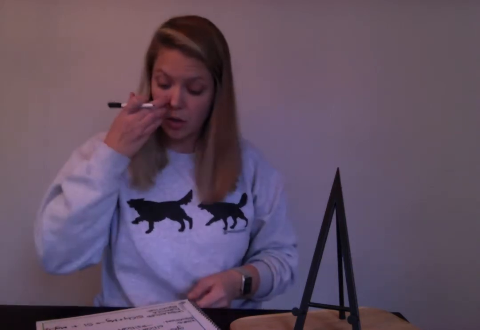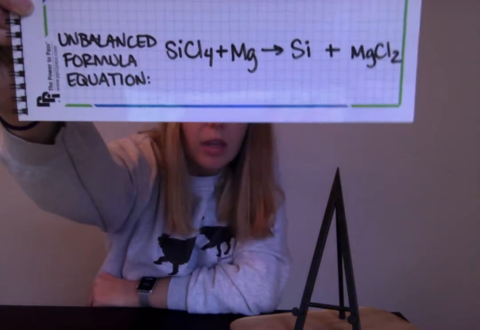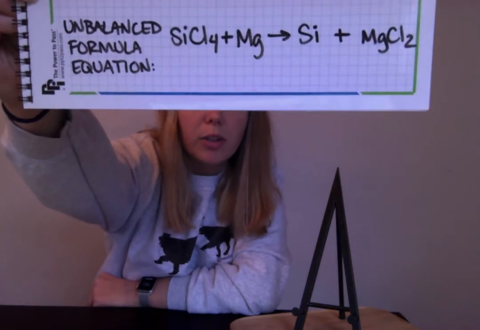So silicon is Si, and it's not one of our diatomic molecules, so it's just Si. And then plus magnesium chloride is MgCl2, all right? And the reason there's no prefix on the chlorine there is because this is an ionic compound, not a covalent compound, so we don't have any of the prefixes. So here we are for the unbalanced formula equation.